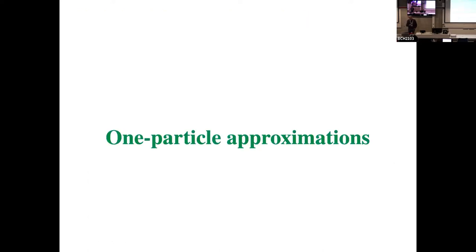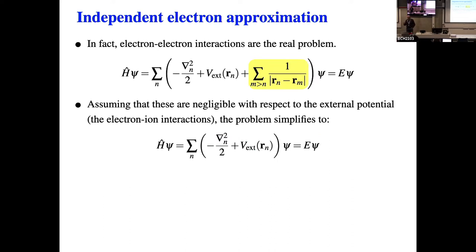Okay, so this is why, because we don't like having to deal with this many-body wave function. Usually the methods that are used try to go in the direction of the so-called one-particle approximations. The idea, as I was mentioning, is that this term here, the interaction between the electrons, is really the annoying term. Indeed, if we assume that that term is negligible and we get rid of it, then it makes things very simple.